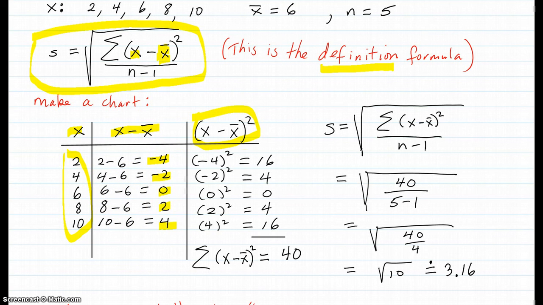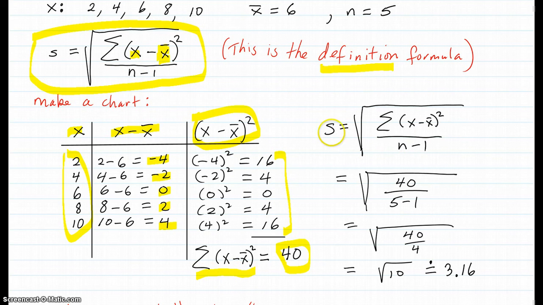Okay. Then the formula says to square those differences. Square them like this. And so you get these numbers here. Then the formula says to add those up. Add up those squared differences. And these add up to 40.